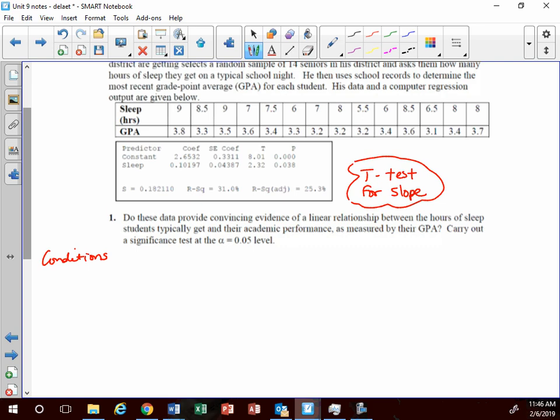You can check conditions for the residuals. Most of these questions where it's a hypothesis test and you go together, so you just do it once.